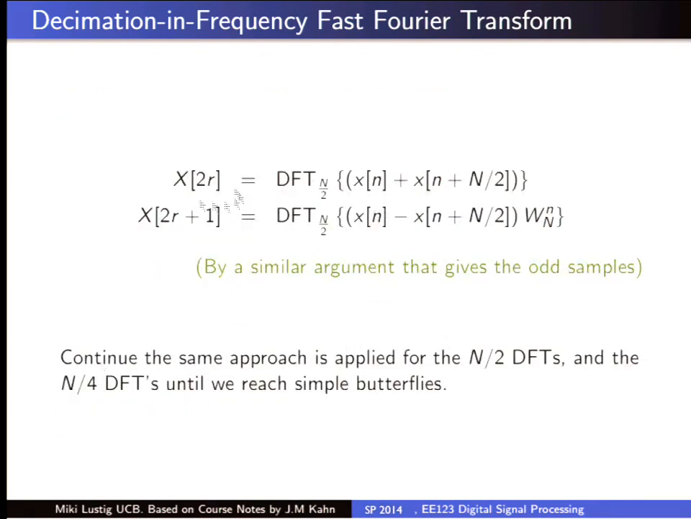So you end up with the output evens being a DFT of the first half plus the second half. You just add the first half of your samples to the second half of your samples in time, and you compute a DFT of that. That gives you the even values. And then for the odd values of your DFT, you take the first half of your samples, subtract it from the second half of the samples, now you have a smaller sequence, and you compute a DFT of that. And that gives you the odd.